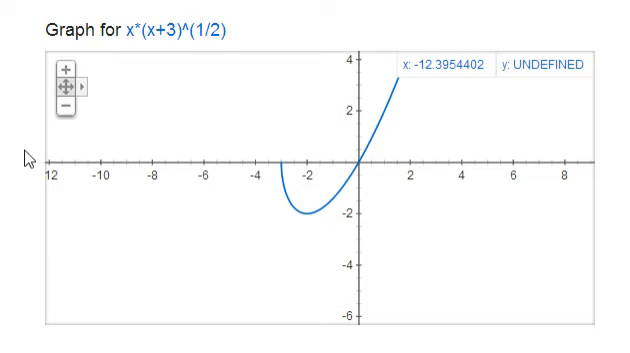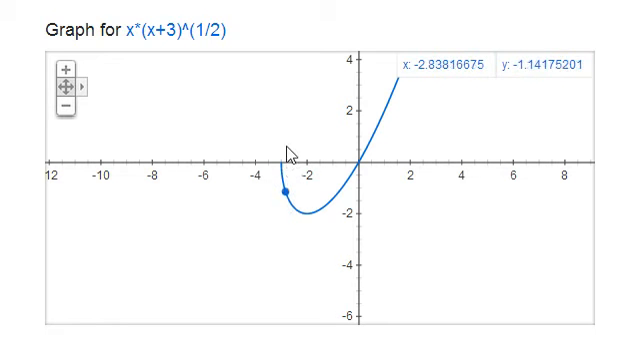Alright, we're just going to go straight to the graph on this next problem here. This is the function that we're going to be working with. This is x times x plus 3 raised to the half, which I'm going to have written out initially as the square root of x plus 3. Anyway, this is the graph down here.